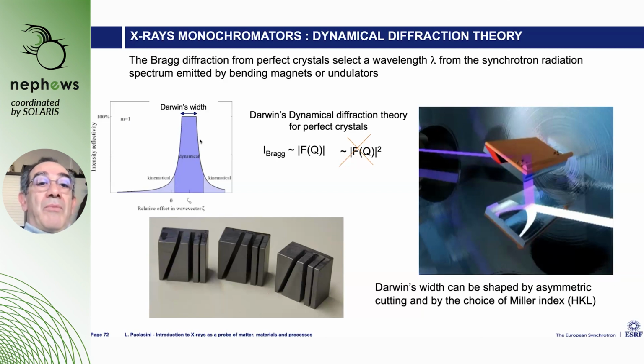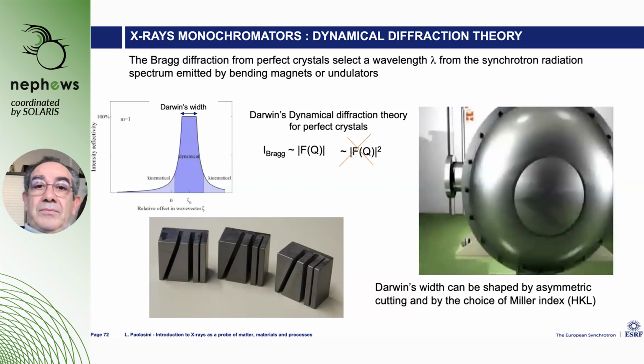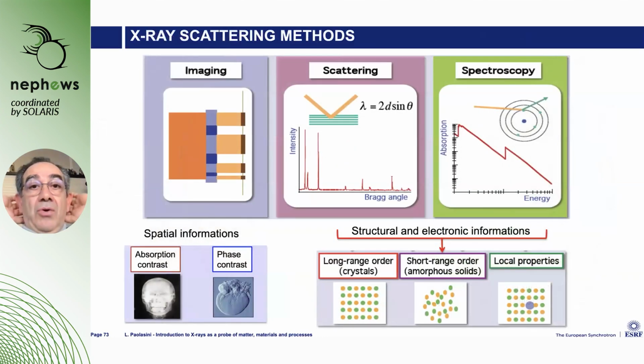So the use of perfect crystals at the synchrotron gives the synchrotron a huge possibility to improve the resolution, and so to study in more detail both absorption spectroscopy methods, but also the inelastic X-ray scattering method, and so on. And with that, I conclude.